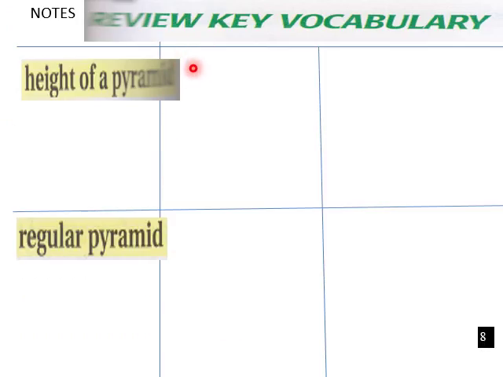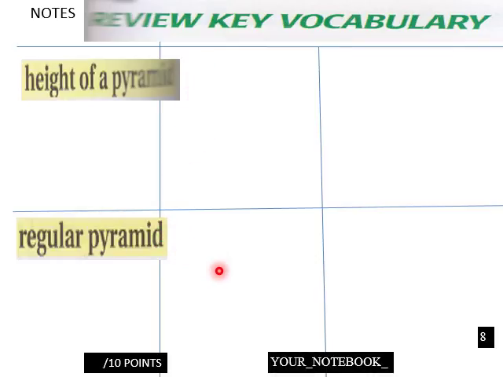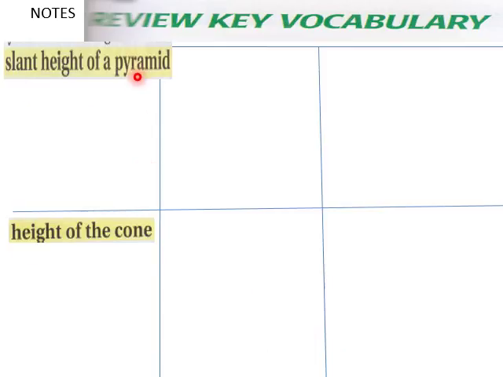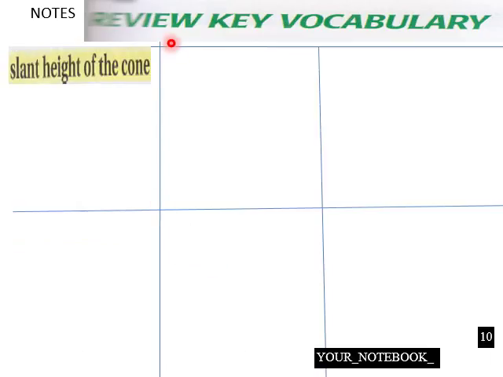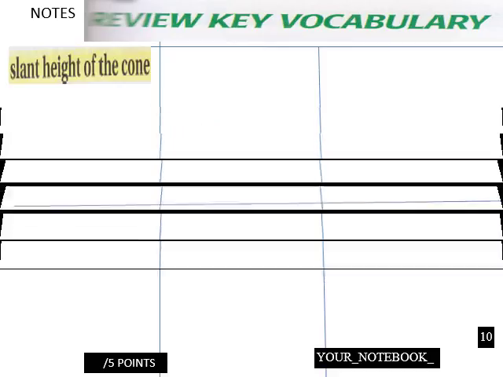Okay, students, in your own words, define height of a pyramid and define regular pyramid. In your own words, notebook page 8 on this lesson. Make that entry and I'll check it on Friday usually. And then slant height of a pyramid, define in your own words. And then the height of a cone, which we haven't covered yet, but we'll get there, so hang on to that. And then slant height of a cone, which we haven't covered yet, hang on to it, we will get there.